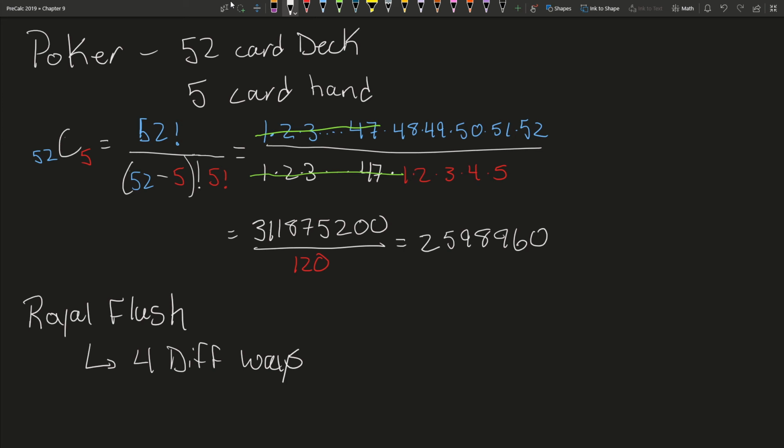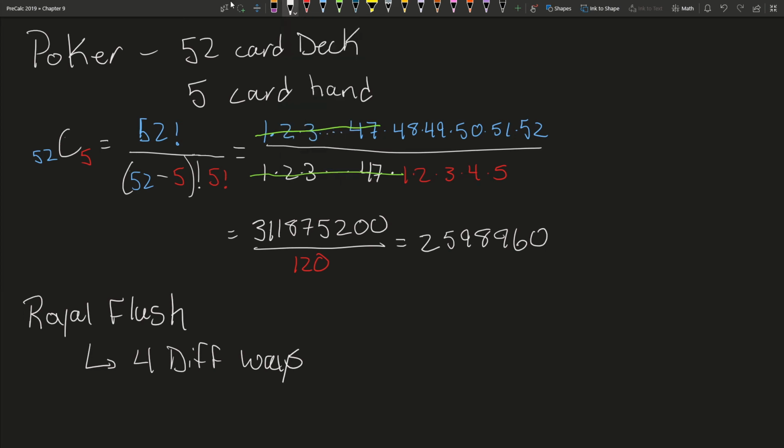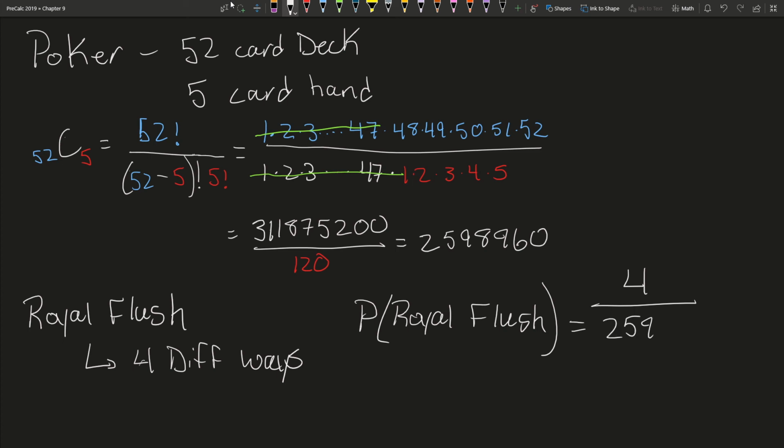I am kind of teaching you how to cheat a little bit. But the probability of getting a royal flush, which is where we're heading, and I'm not expecting you to do this just yet, is 4, our desired outcome, over the number of different outcomes that are possible. If you plug that into a calculator, you get a really small number.